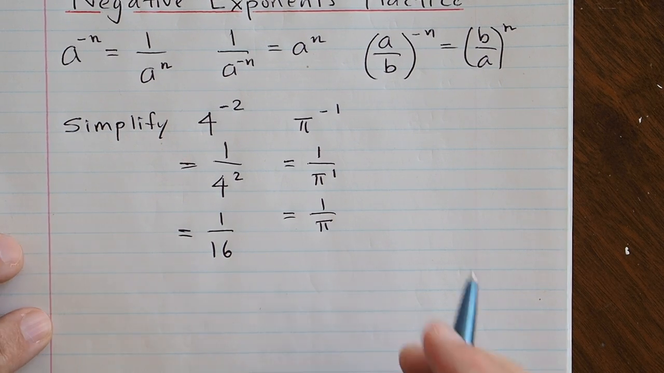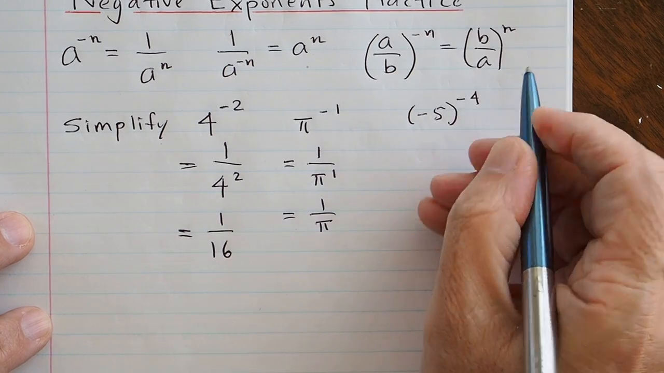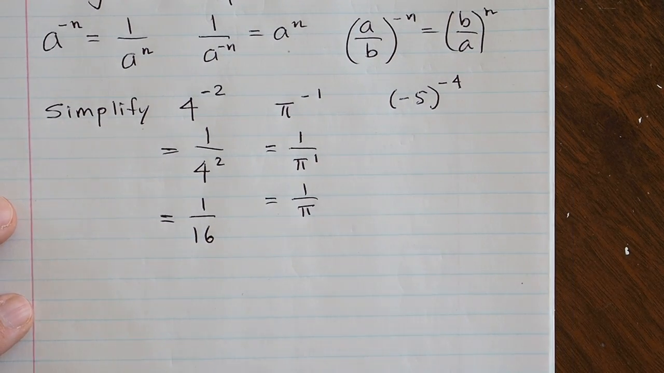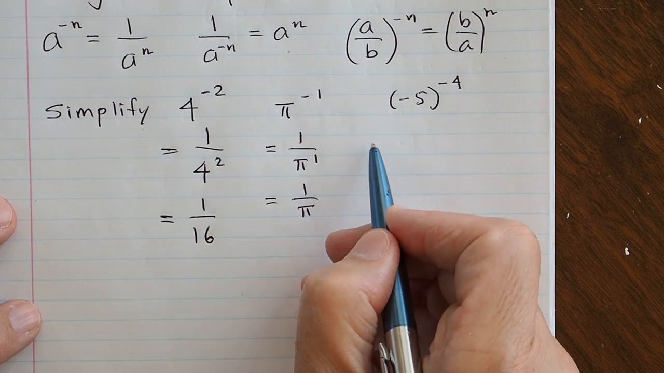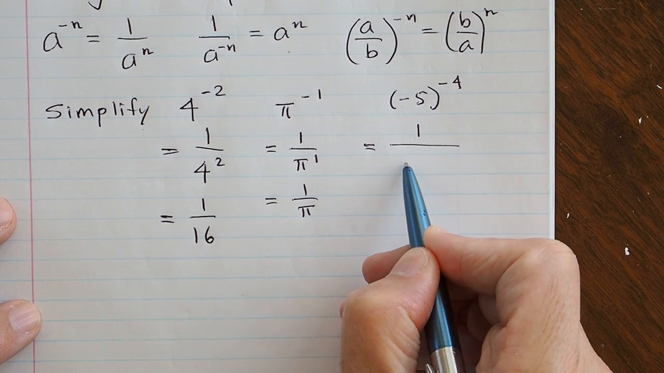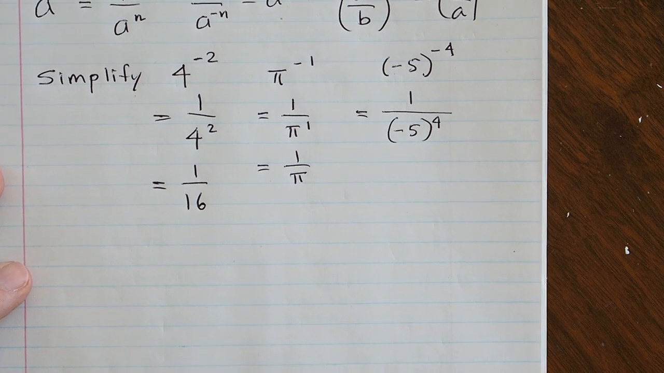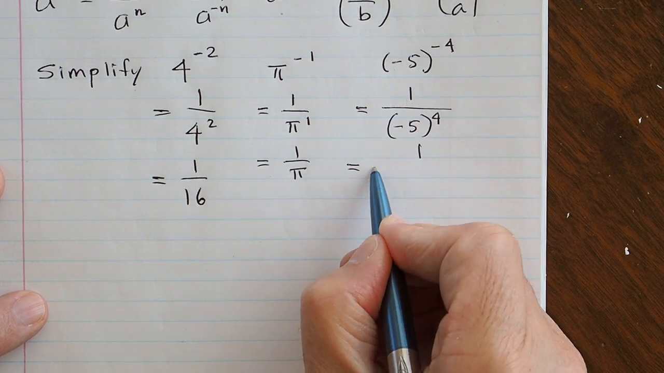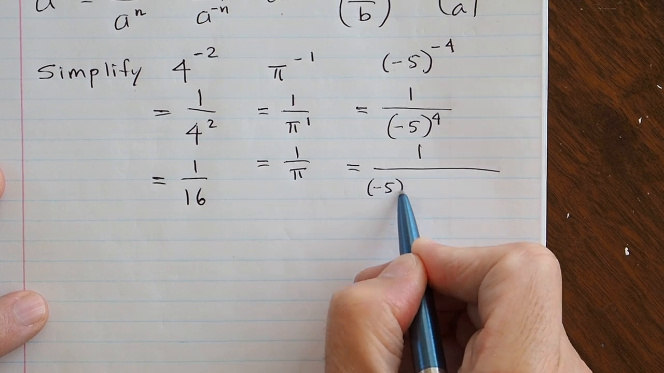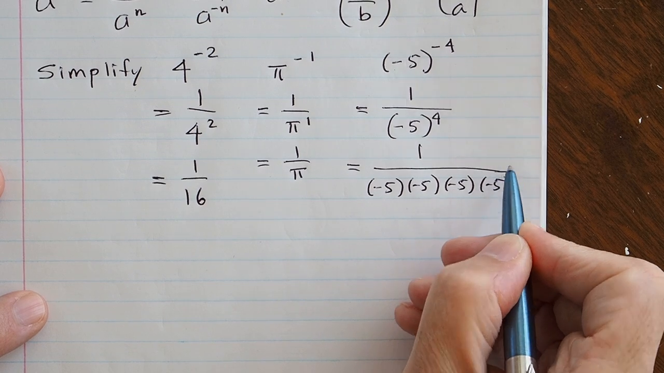How about this question? Negative 5 to the negative 4. The brackets ensure that the negative 4 exponent applies to this entire base, negative sign included. So you would write that as 1 over negative 5 to the positive 4. Now for clarity, I'm going to write that negative 5 4 times on the next line, and that would be negative 5 times negative 5 times negative 5 times negative 5.